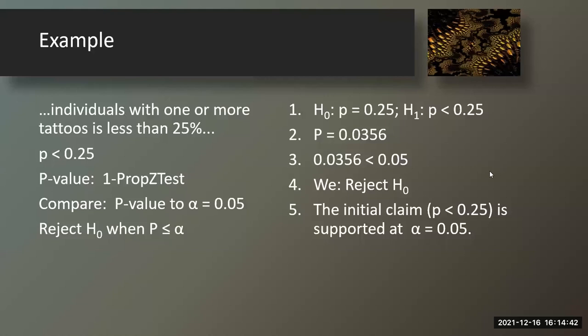So there it is, 0.0356. I compare that to 0.05. It's distinctly less than. So we will reject the null hypothesis. So the initial claim, that the proportion is less than 25%, is supported at the alpha equals 0.05 level. You'll note that we always end up addressing that initial claim. So you have to identify whether the claim is the null or the alternative, and then whether the claim is supported by the data.